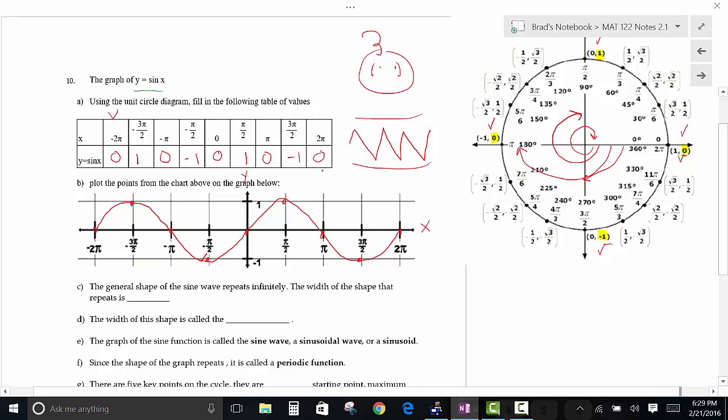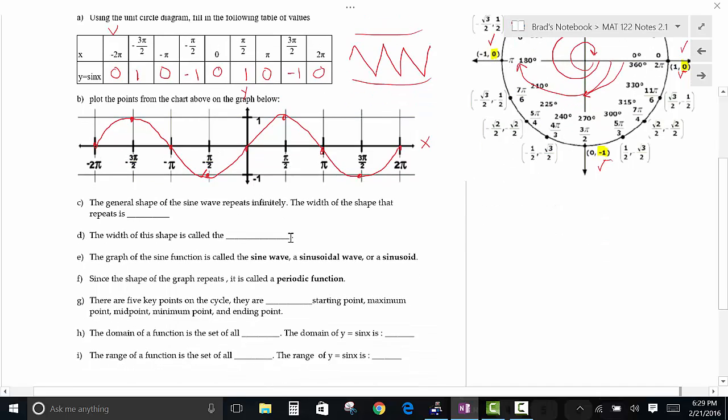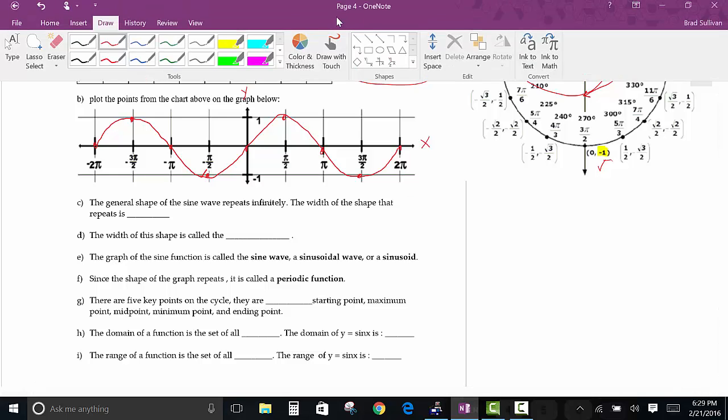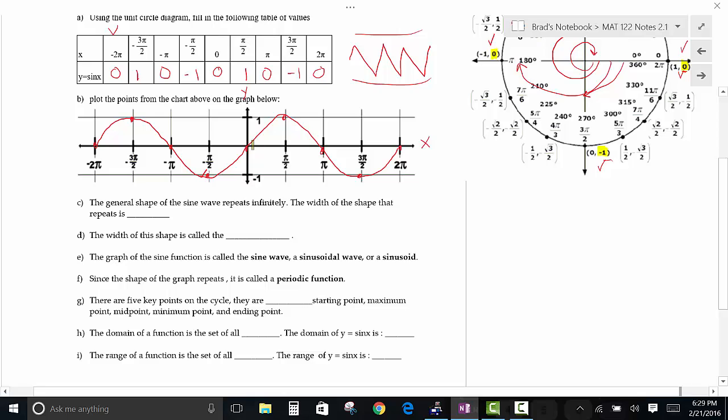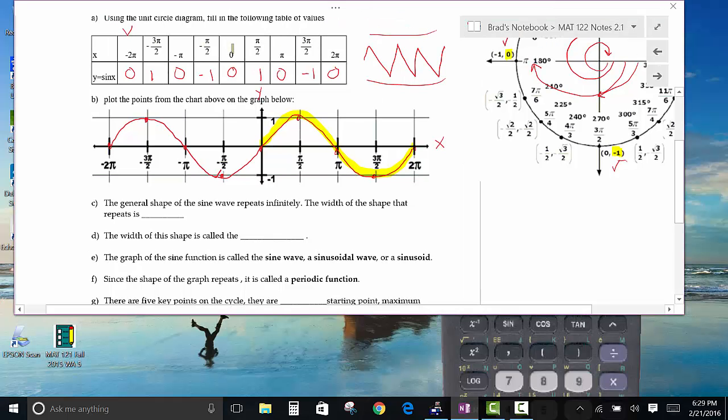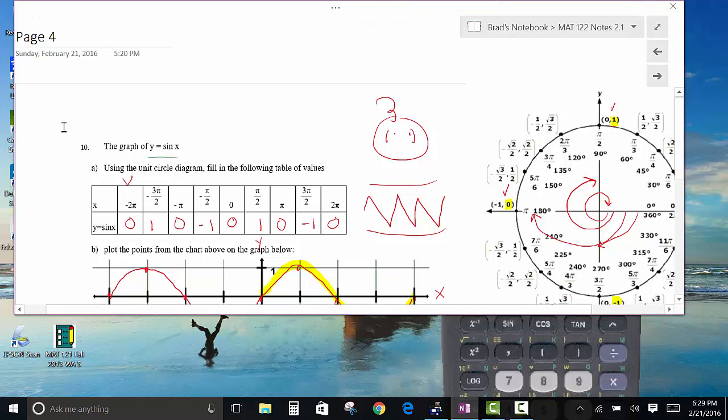As we go through this, we're going to make a couple of key observations. The general shape of the wave that repeats infinitely is this part right here. I'm going to use my highlighter to explain. If I go like this, that is considered one period of the graph. In a sine wave, we usually have 5 key points that we talk about. Come on, stop this. I hate it when it doesn't do what I want it to do.